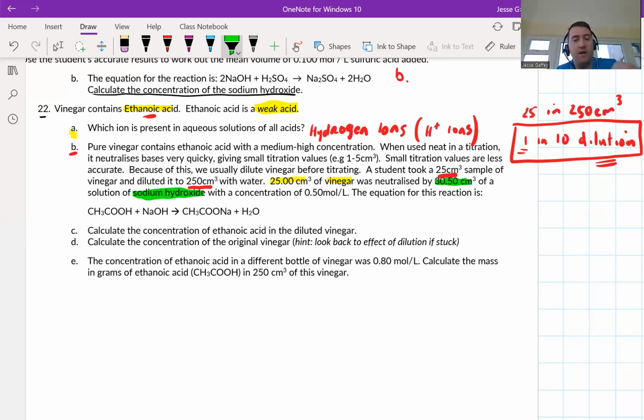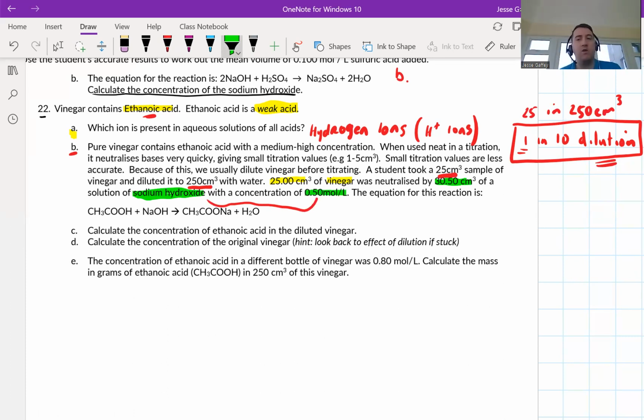So you've got to read this and watch the order that they're spoken to you in English, with a concentration of 0.5. So the 0.5 is for the sodium hydroxide, because that's where it is in the sentence. It's obviously talking about the sodium hydroxide, so I'm going to color code that green.